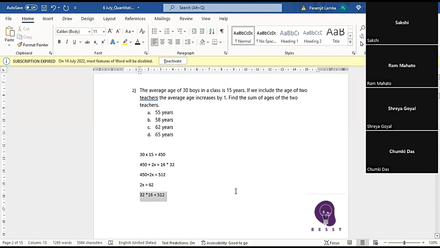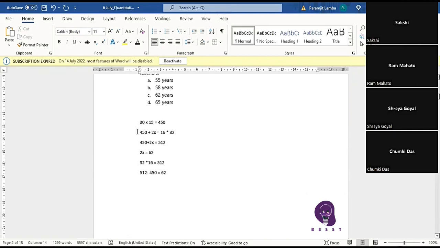Now this is the new average, this is the old average. 512 is the new total age, 450 was the old total age. So we subtract 450 from 512. Answer is 62. Easy. 3 steps. Step 1, step 2, step 3. Got it?